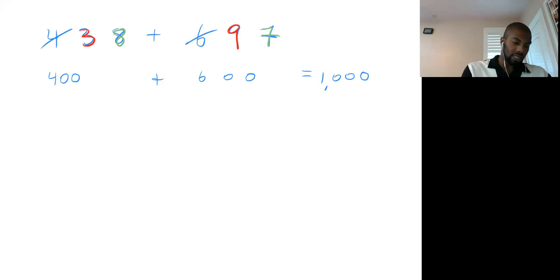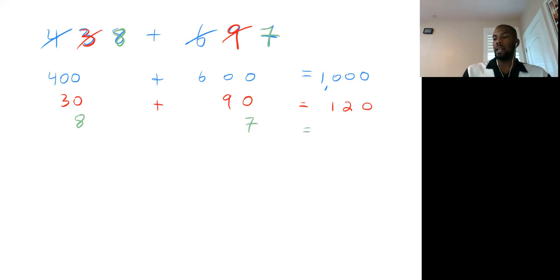Then I have a 30 plus a 90. A 30 plus a 90, 9, 10, 11, 12. That's 120. I just added a 0 to that 12 because we're in the 10 spot. That takes care of the 3 and the 9. And then the 8 and the 7 is 8 plus 7, and that equals 7 plus 7 is 14. 14 plus 1 more for the 8 would give us 15.